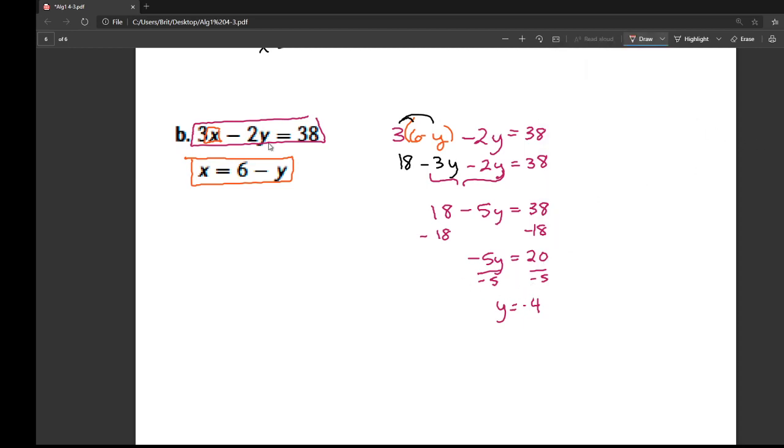So now that I know what y is, I can plug in to solve for x. I'm going to do the orange equation because x is alone. And so 6 minus negative 4 gives me an x value of 10. So my final solution is the ordered pair 10, negative 4.